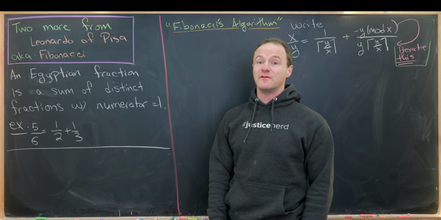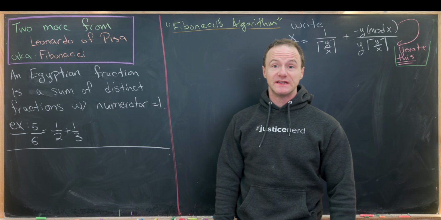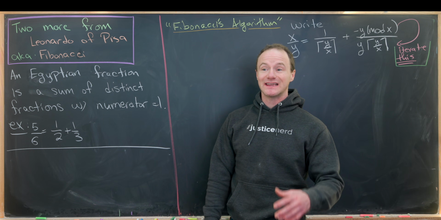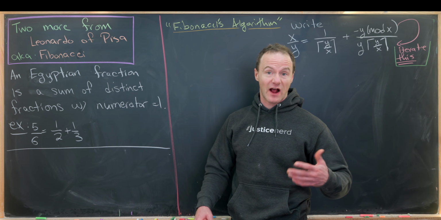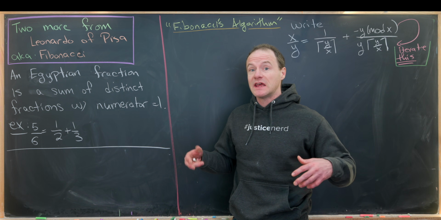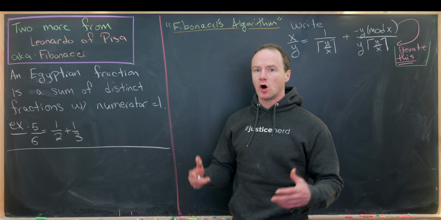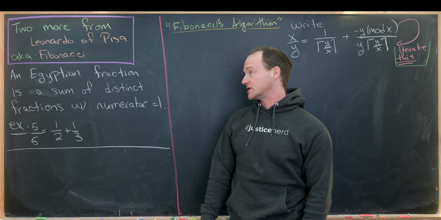So the next bit of mathematics from Leonardo of Pisa, in other words Fibonacci, that I'd like to talk about today is his method for rewriting fractions as we would write them today in terms of their Egyptian form. Now, before we do that, let's recall what the Egyptian form of a fraction is.